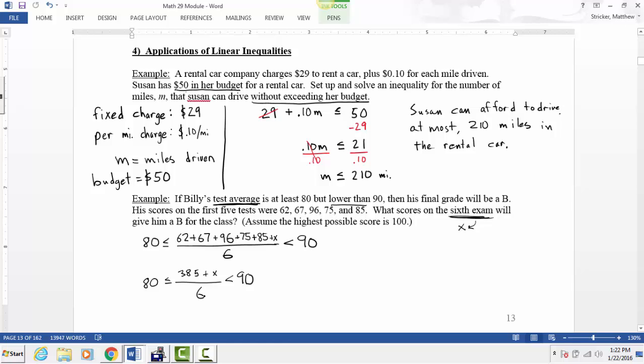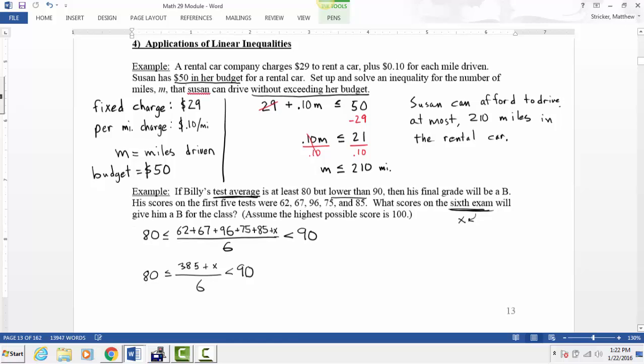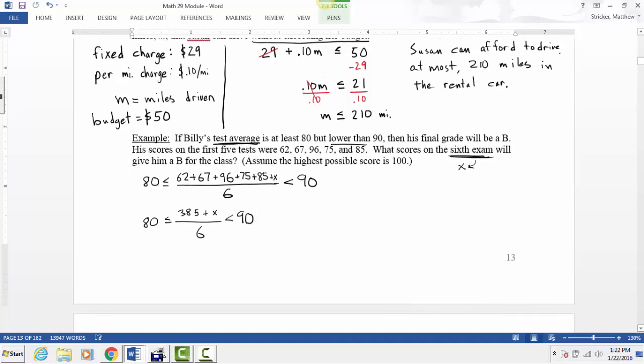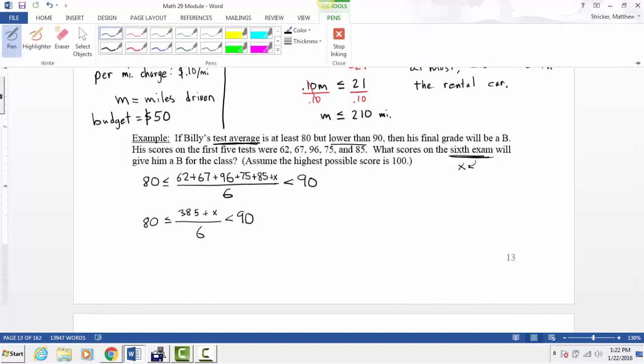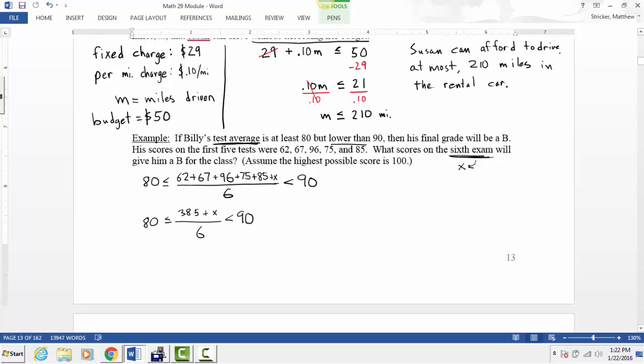So the first thing we want to do to solve this inequality, what are we going to look to do? Well, we've got to get rid of this 6, so the way we're going to do that is we're going to multiply by 6 over 1 here, and by 6 here, and by 6. So when we do that, the nice thing is those 6's cancel in the middle. So in the middle, we're left with 385 plus X. But on the outside, 6 times 80, that's 480. And on the right side, 90 times 6, that's 540.